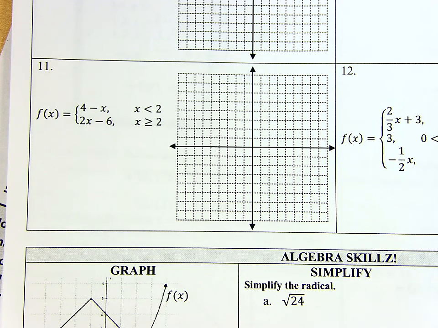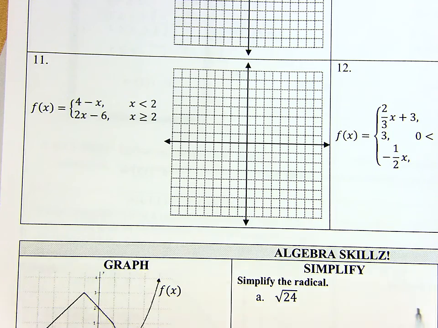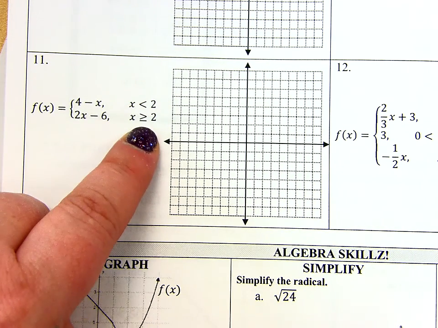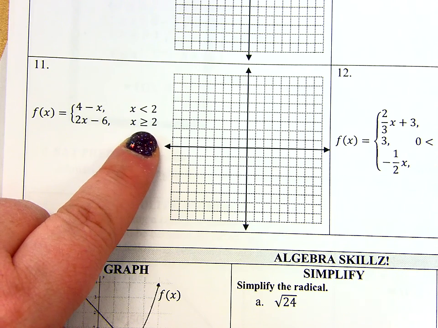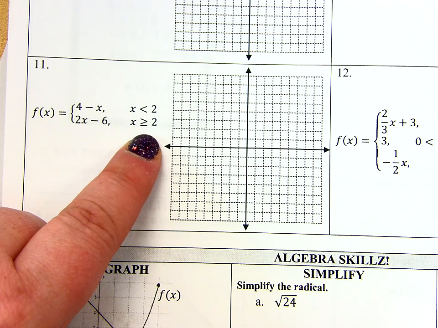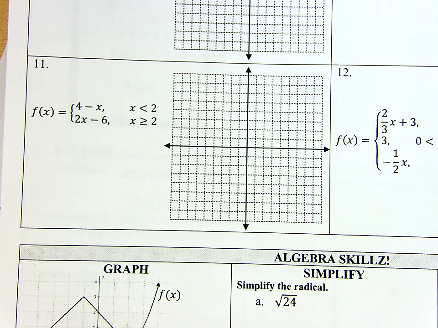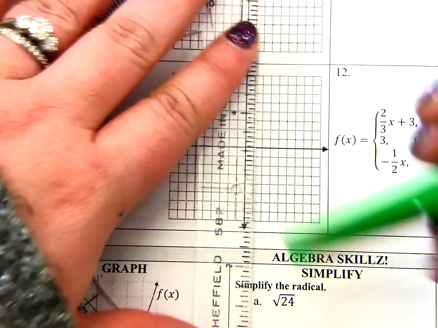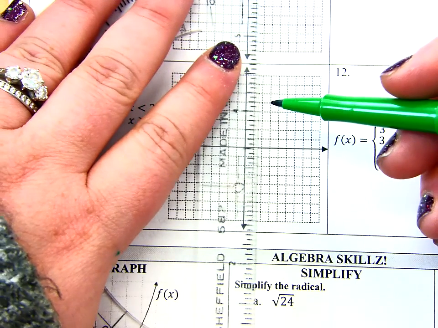So we're looking at 11. We're going to graph a piecewise function. This time, I'm looking at where my graph is divided, and it appears to be at 2 again. All right? So I'm going to draw myself a vertical line at 2. You don't have to draw this vertical line. It's not part of the graph, but I think it helps figure out what's going on where.